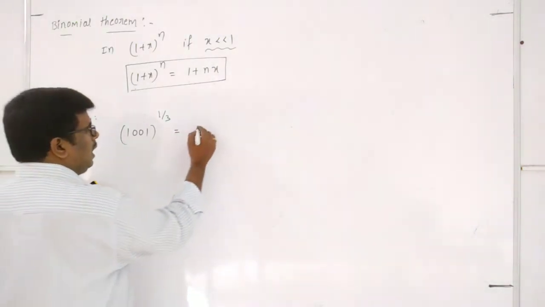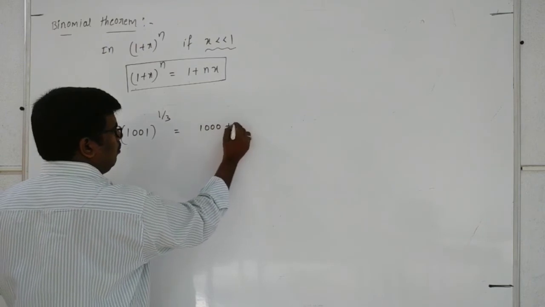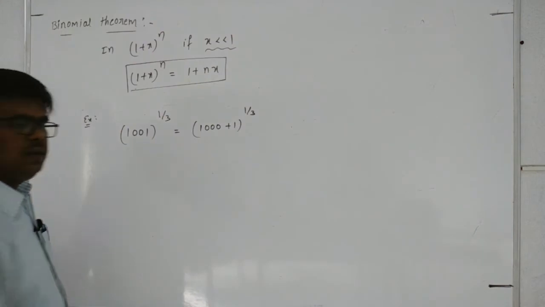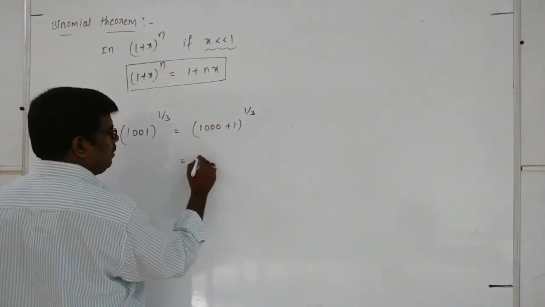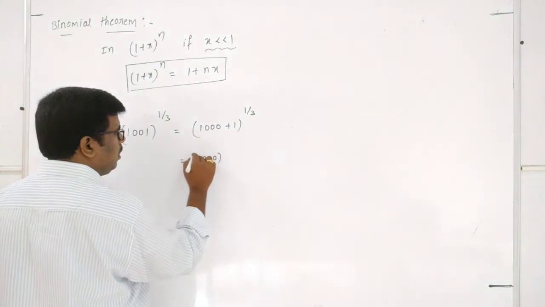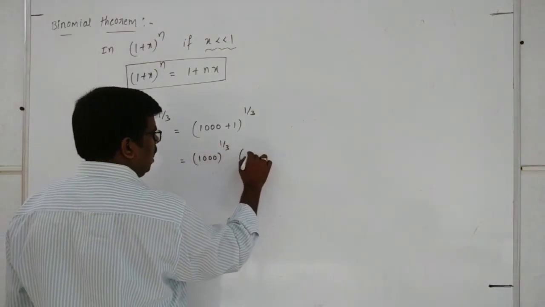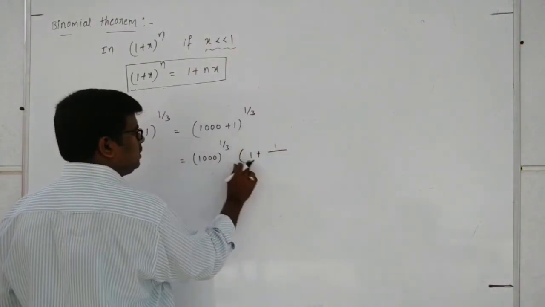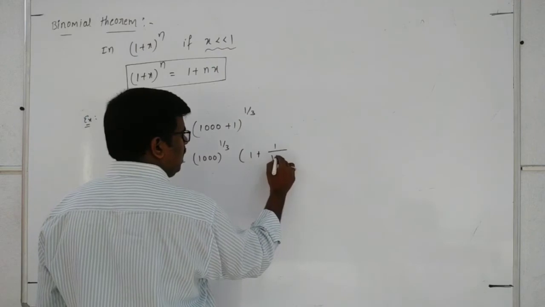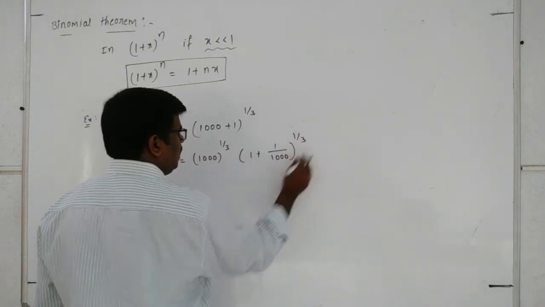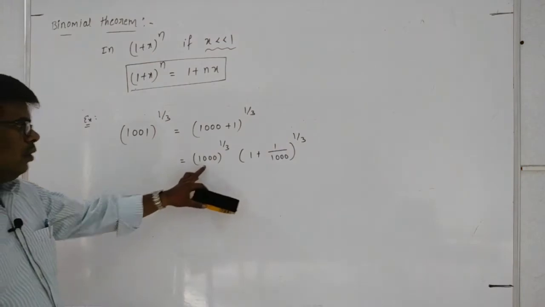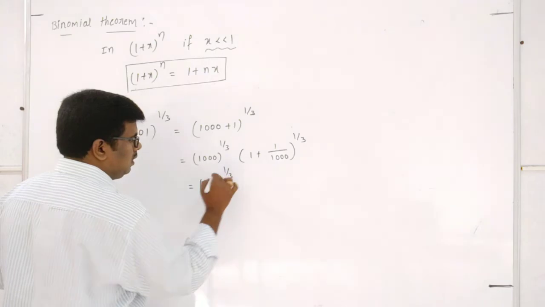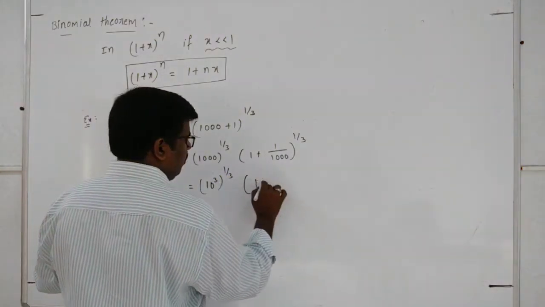This can be written like this, or not? 1000 plus 1 whole power 1 by 3. So 1000 plus 1 whole power 1 by 3 means if you take 1000 common, 1000 power 1 by 3, and in the bracket you have 1 plus 1 by 1000 whole power 1 by 3. So 1000 you can write as 10 cube whole power 1 by 3.